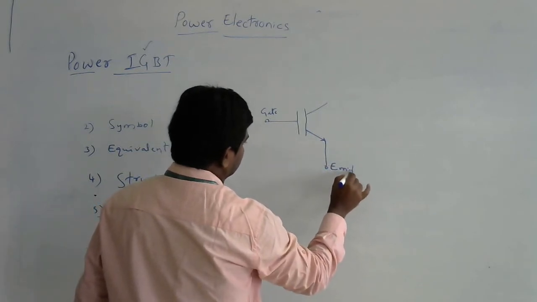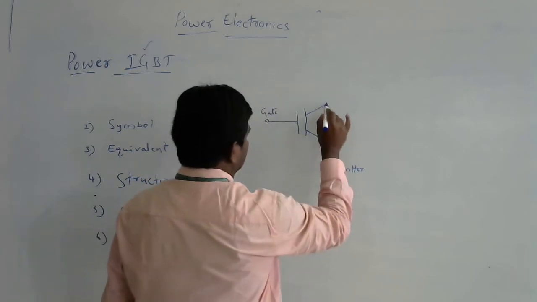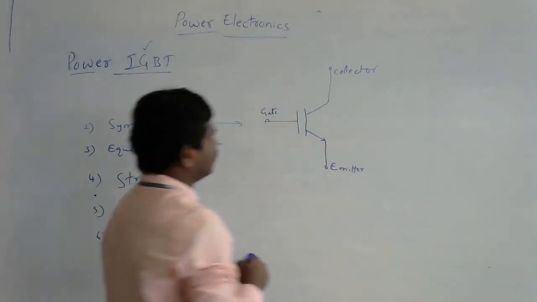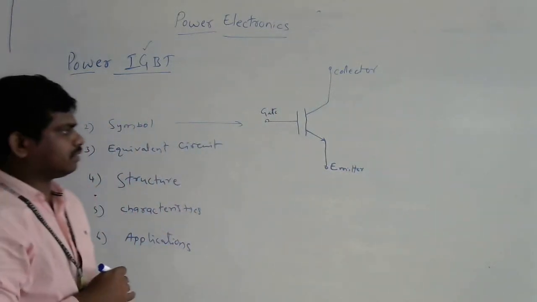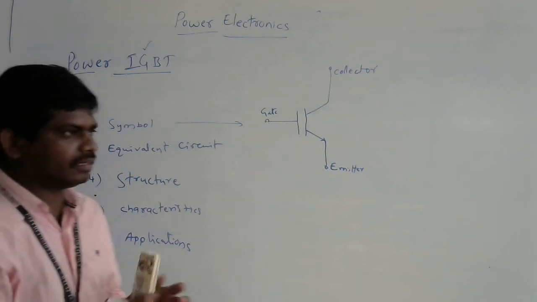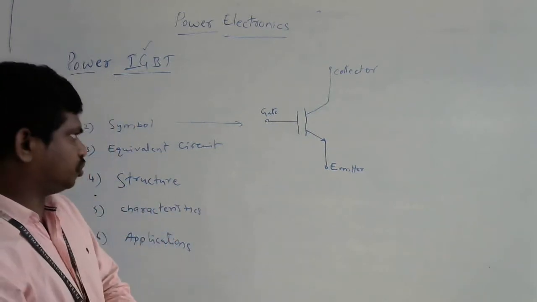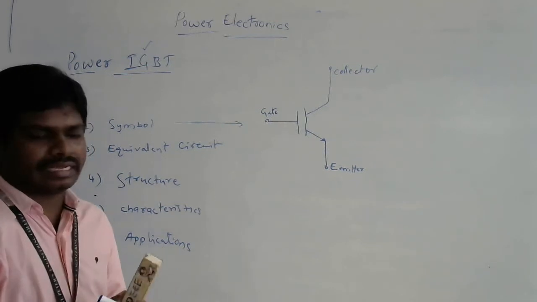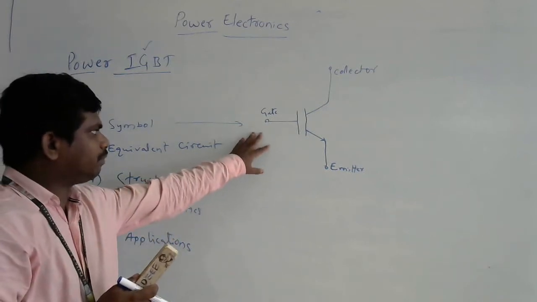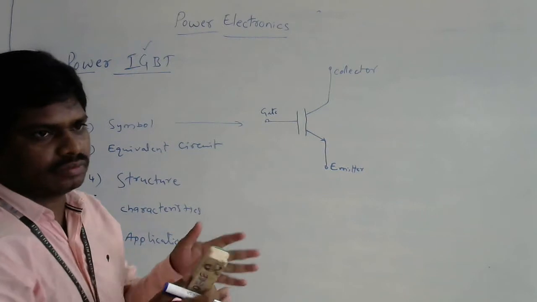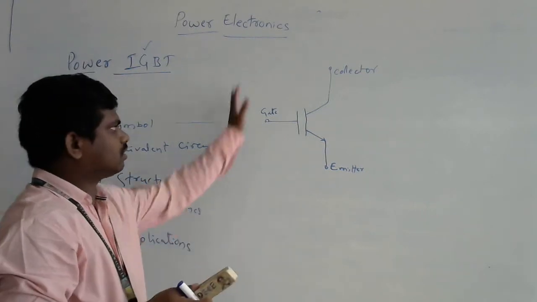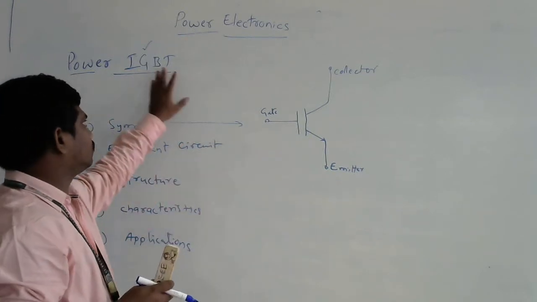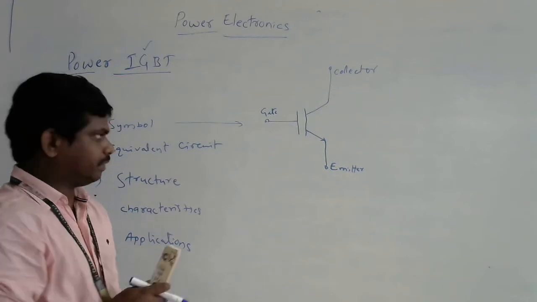This is the emitter terminal, and this is the collector. As I said, what are the terminals of IGBT? IGBT terminals are emitter, collector, and gate. This is one of the competitive exam questions that we see in many exams nowadays: what are the terminals of power IGBT? There are four options, and we have to pick the right answer to get the mark.